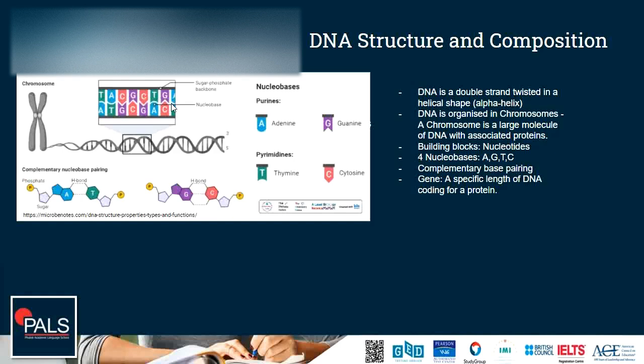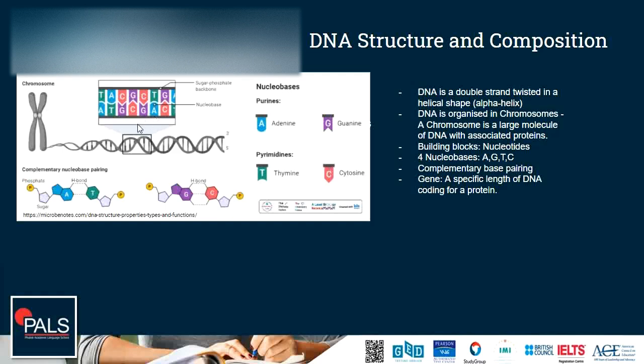We can see up here that always A pairs with T and G always pairs with C. This is so-called complementary base pairing. Adenine always pairs with thymine and guanine always pairs with cytosine.